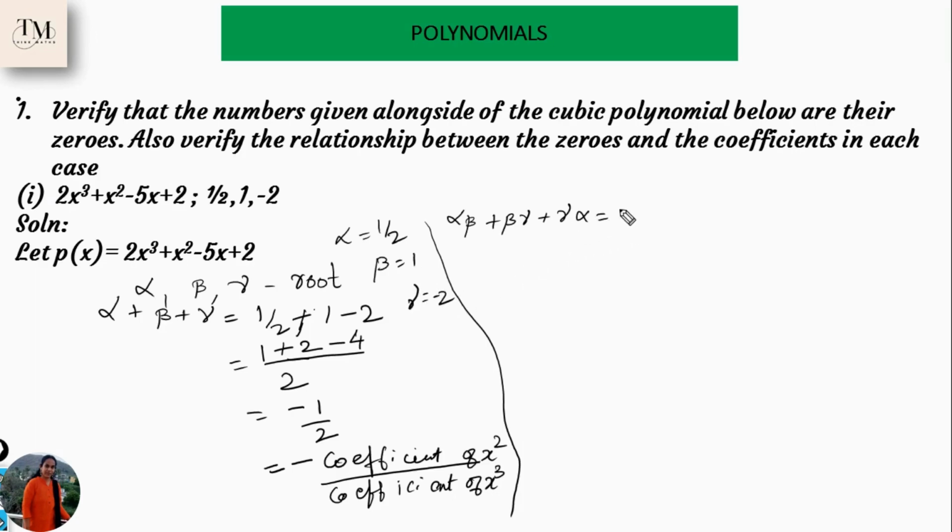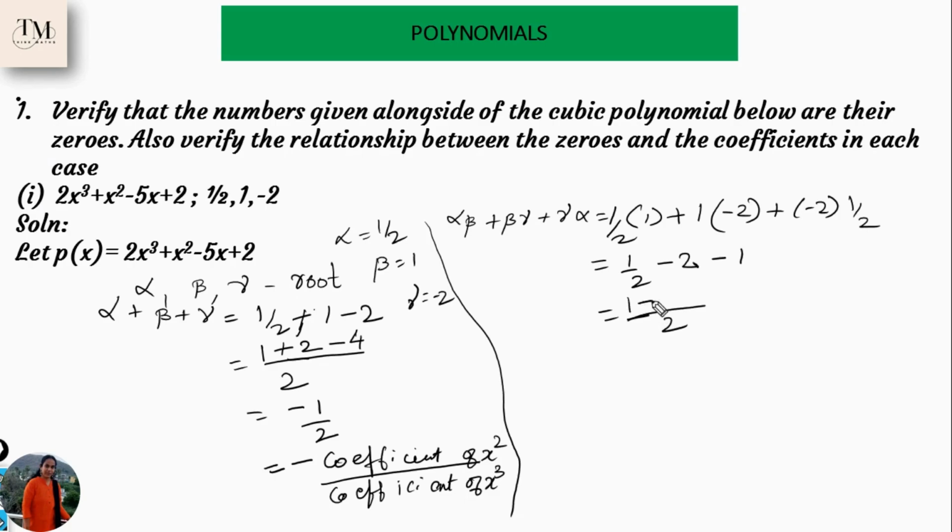So alpha beta: 1 by 2 into beta is 1, plus beta into gamma is 1 into minus 2, plus minus 2 into alpha is 1 by 2. So 1 by 2 minus 2, this 2 gets cancelled, so minus 1. Again taking LCM as 2, 1 minus 4 minus 2, which is equal to 1 minus 4 is minus 3, minus 3 minus 2 is minus 5 by 2.